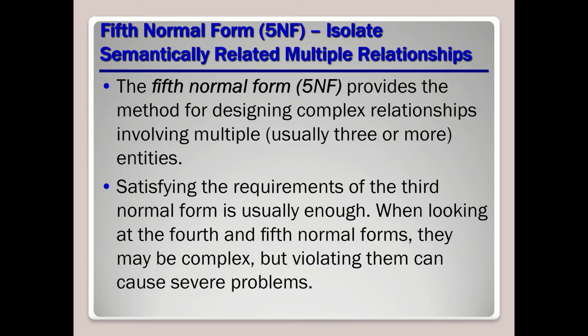Fifth normal form, 5NF, isolates semantically related multiple relationships. The fifth normal form, 5NF, provides the method for designing complex relationships involving multiple, usually 3 or more, entities. Satisfying the requirements of the third normal form is usually enough. The fourth and fifth normal forms may be complex, but violating them can cause severe problems.